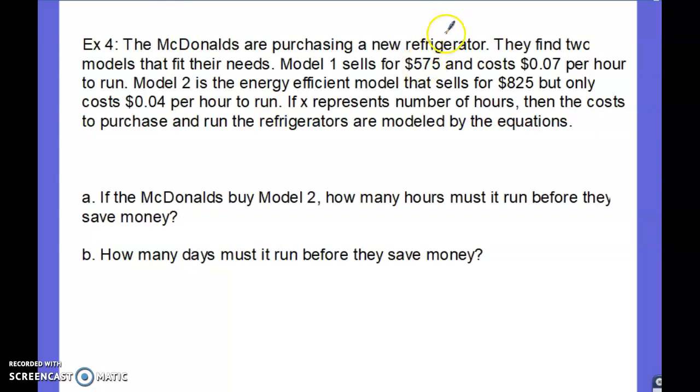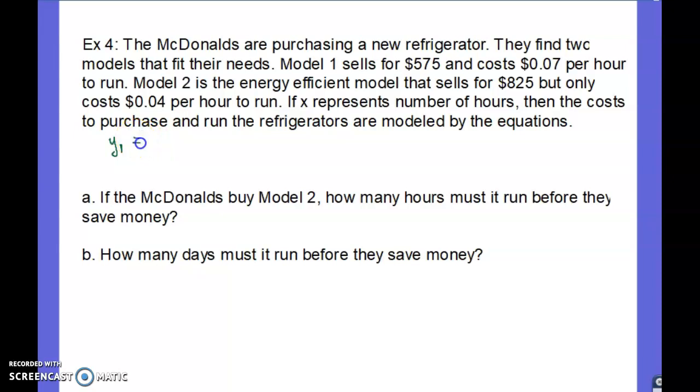So as I move forward to a word problem, go ahead and pause the video, make sure you understand the word problem. So hopefully you have enough time to really understand the problem. So what you may do is create an equation. I'm going to use y1 for model 1.